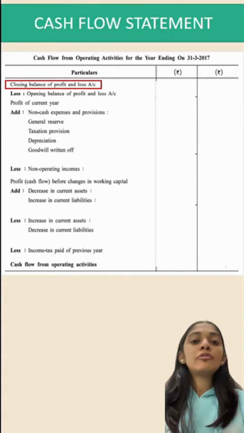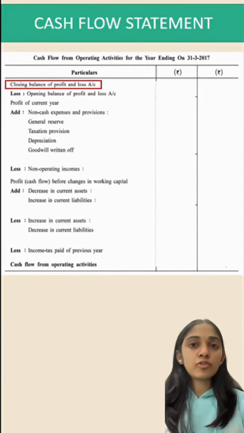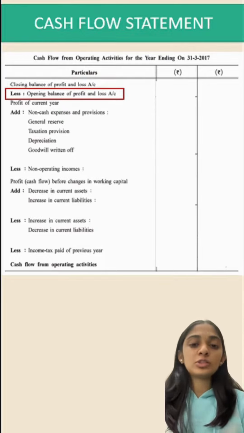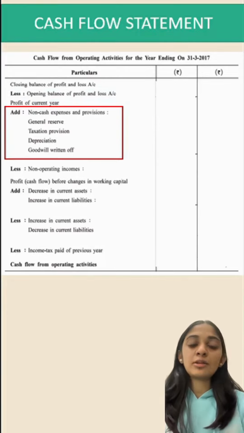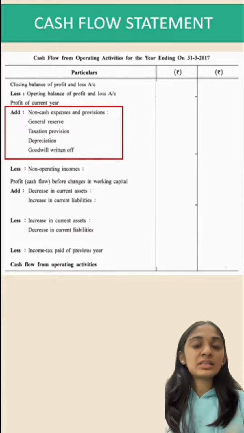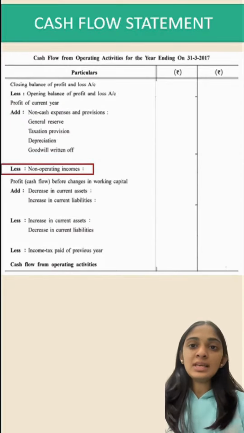So from the starting, first we write the closing balance of the profit and loss account. Then comes the opening balance of the profit and loss account, which is to be subtracted. Next, all the non-cash expenses and provisions like general reserve, taxation provision, and depreciation are to be added. All non-operating income is to be subtracted.